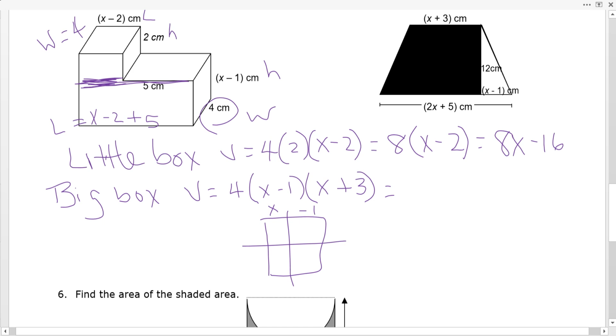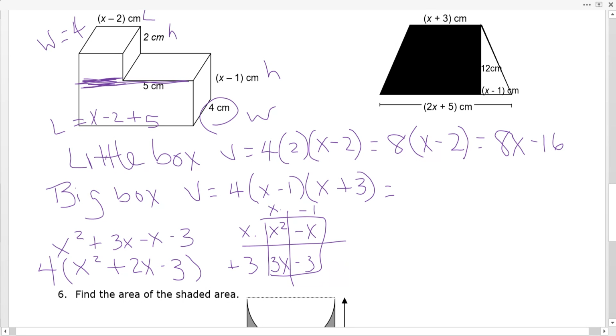Here's my x minus 1, and here's my x plus 3. So x times x is x squared. x times negative 1 is negative x. 3 times x is 3x. And 3 times negative 1 is negative 3. I add all these together and I end up with x squared plus 3x minus x minus 3, which is x squared plus 2x minus 3. I need to multiply that times 4. And my big box is going to then be 4x squared plus 8x minus 12.